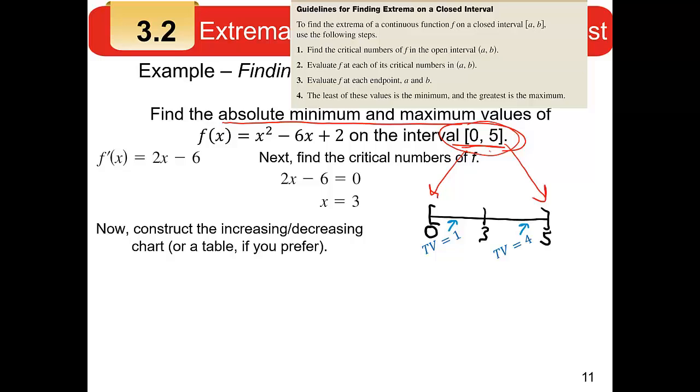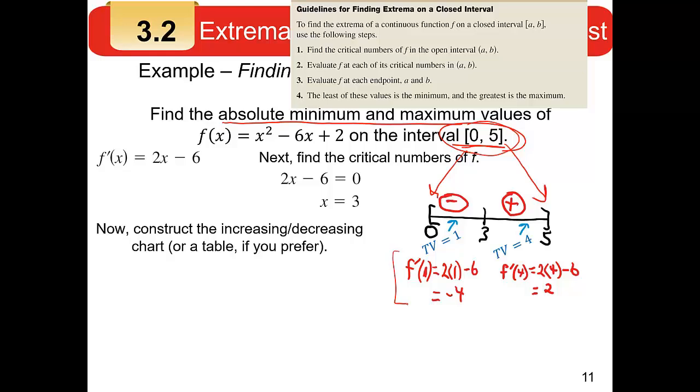And then you want to take a test value between 3 and 5. So I chose 1 as being my value between 0 and 3, and I chose 4 as being my value between 3 and 5. And remember, you're testing them into the derivative. The derivative tells you whether the function is increasing or decreasing. If you plug 1 into the derivative, you get negative 4. Again, you don't care about it being negative 4, you just care that it's negative. And then if you plug the other test value in, you get 2. Again, you don't care really that it's 2, you just care that it's positive.